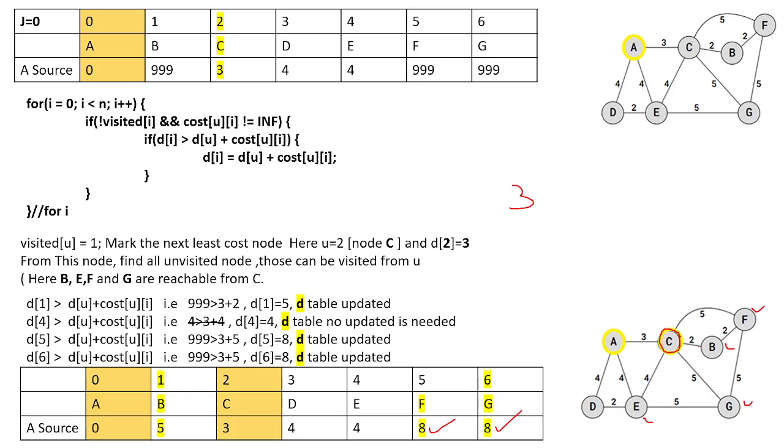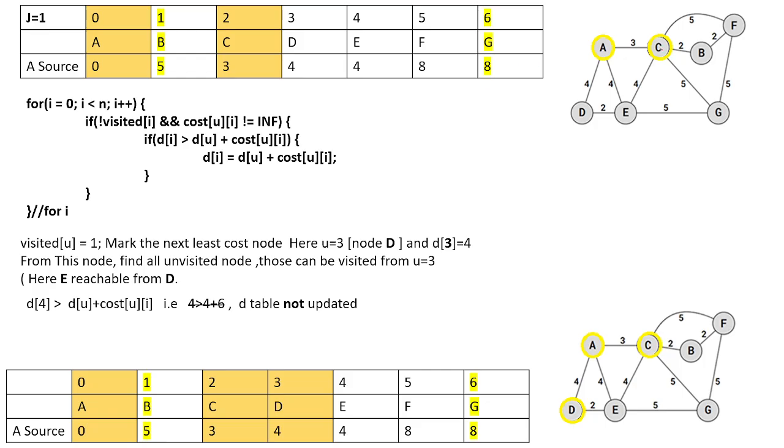The other one is B. The cost for reaching B, earlier it was infinity. Now it is 5, since 3 plus 2 is 5. You have to update. See, 999 is updated, and these updated values are highlighted with a yellow color. This is the second step, when j equals 1.